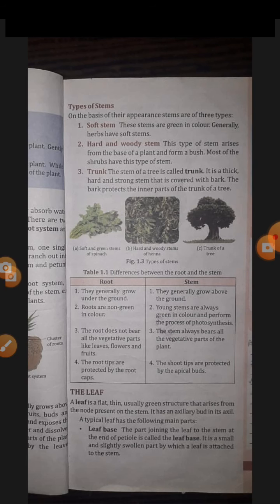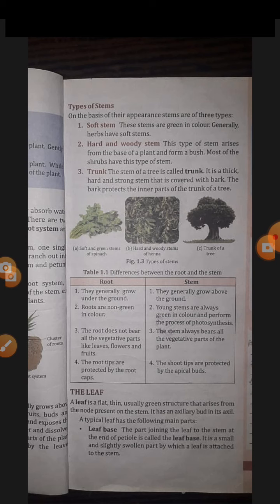It is a thick, hard and strong stem that is covered with the bark. The bark protects the inner part of a tree. For example, the mango tree. It cannot be easily cut. Now we are moving on to the difference between the root and the stem.